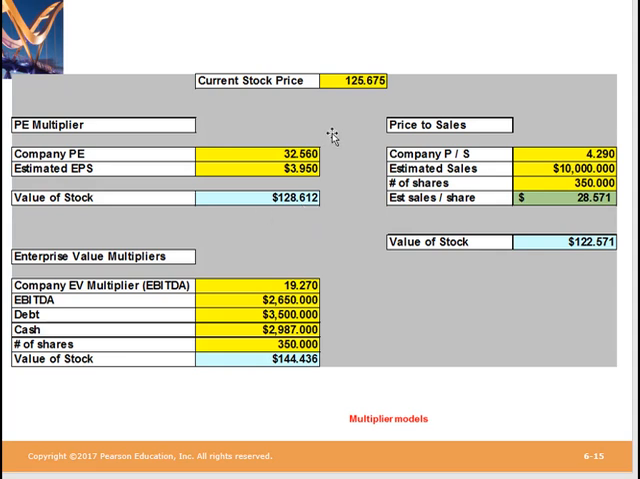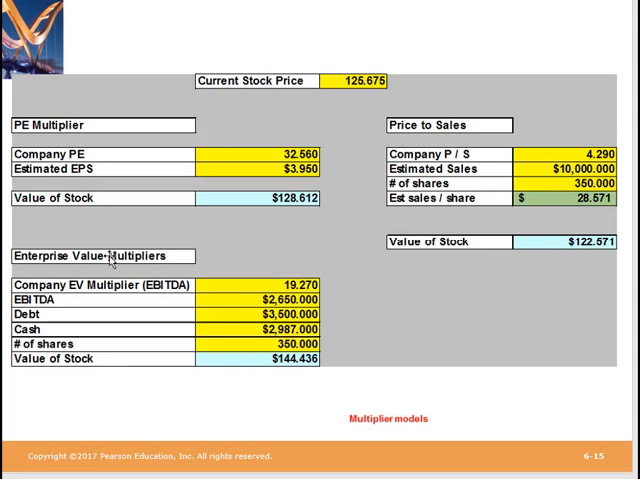So 1 year from today, we expect the price to be $128. It's worth $125 now. If you use the price to sales model, 4.29 is the price to sales multiplier. You're told there's 10,000 in sales. 350 is the number for shares. So the estimated share value is $28.57. That's estimated sales per share. Plugging that in, we end up with a value of stock of $122. So this says next year's estimated value is less than $125.